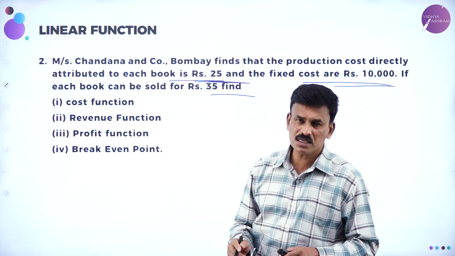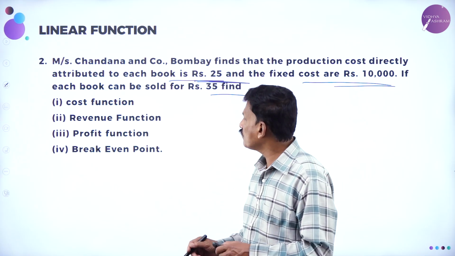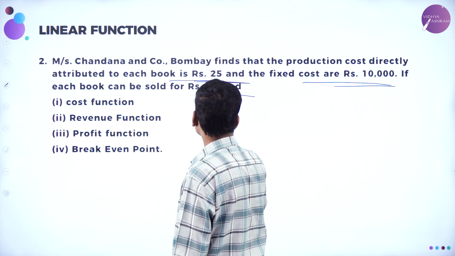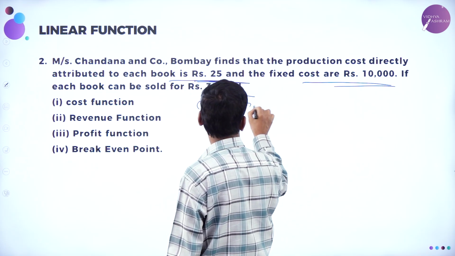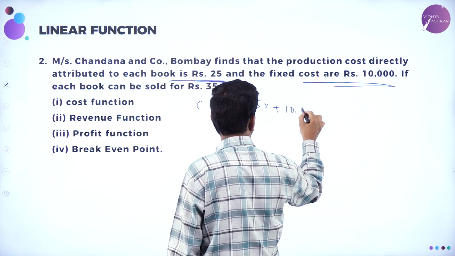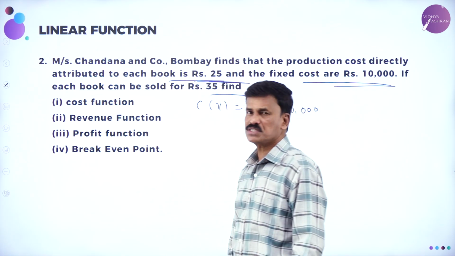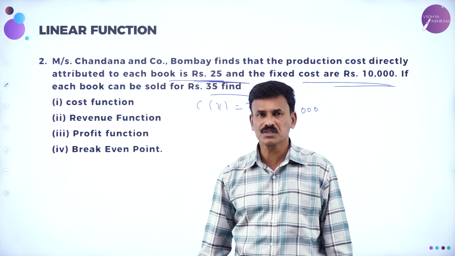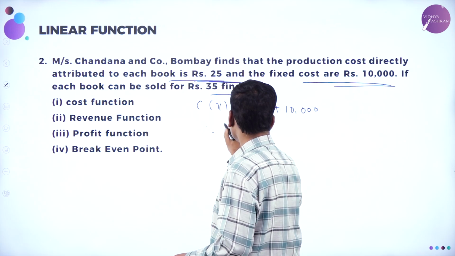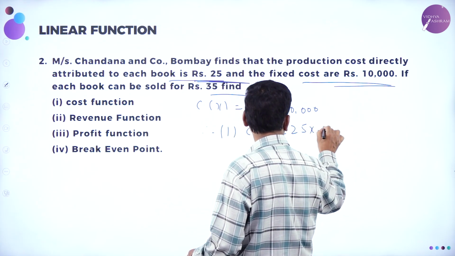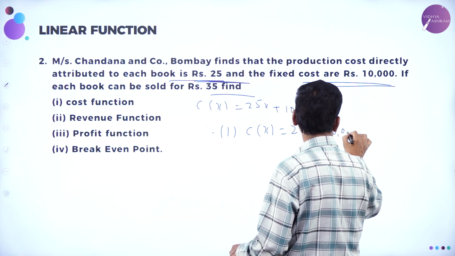Now, let us just find out C of x first, the cost function. The cost function C of x is equal to 25x plus what is the fixed cost? 10,000. That is the cost function. C of x is equal to 25x plus 10,000. So, the first answer is C of x is equal to 25x plus 10,000.